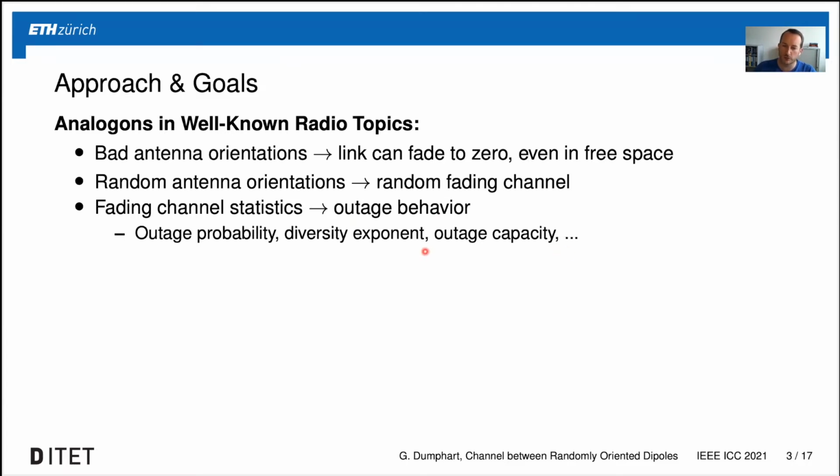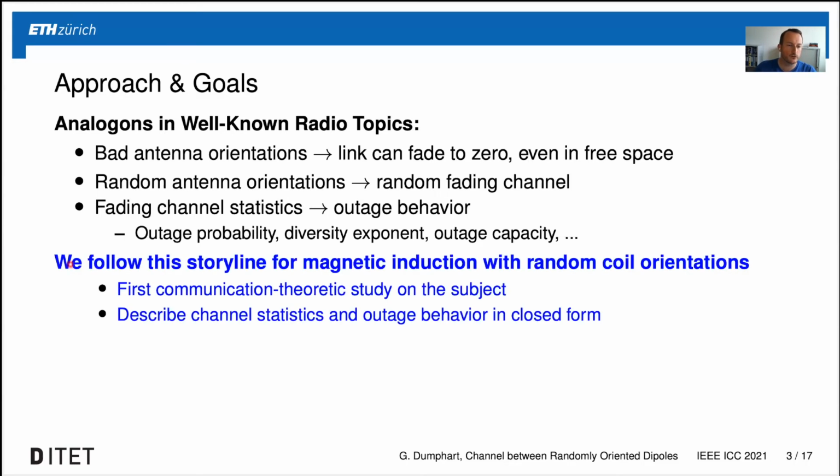But here we talk about a different fading channel, and we follow the same storyline for magnetic induction with random coil orientations. We present the first communication theoretic study on the subject, and we describe the channel statistics and outage behavior in closed form for the near field region and also for the near far field transition. And we show that this is a particularly drastic fading channel. It's much worse than radio fading even.